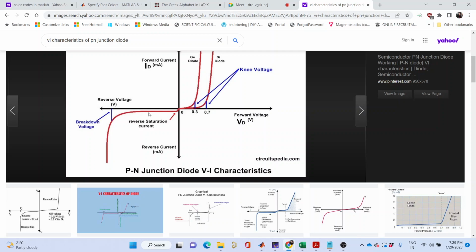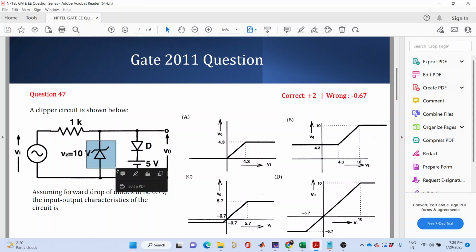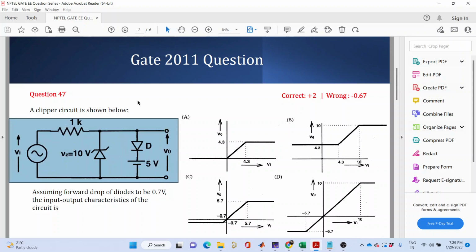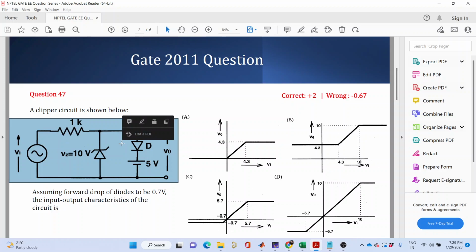Correct? Yes, sir. So if it is acting as a reverse bias diode, how would you model this? It will be modeled as a clipper circuit, sir. Not a clipper. I'm talking about this zener diode. Open circuit. Correct. So if it is acting as a reverse bias diode, it means it is acting as an open circuit.